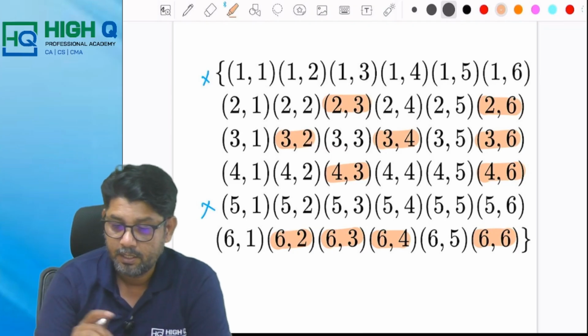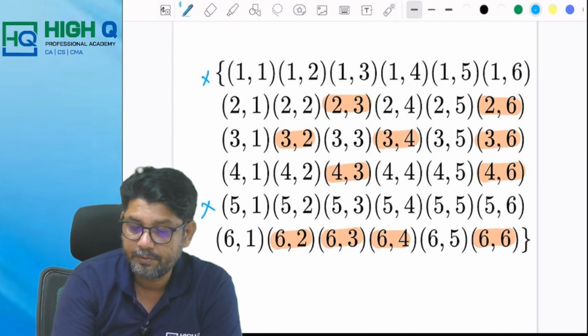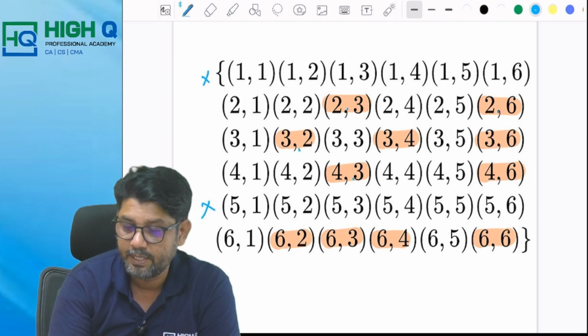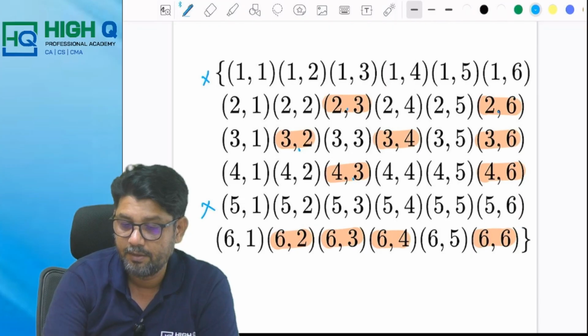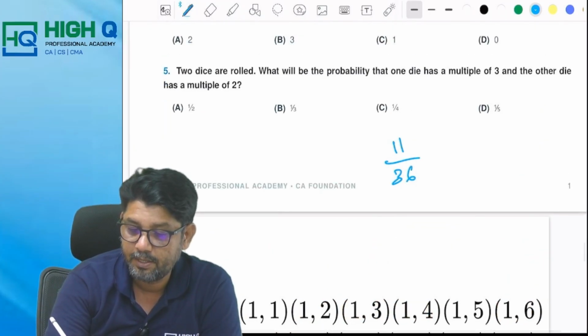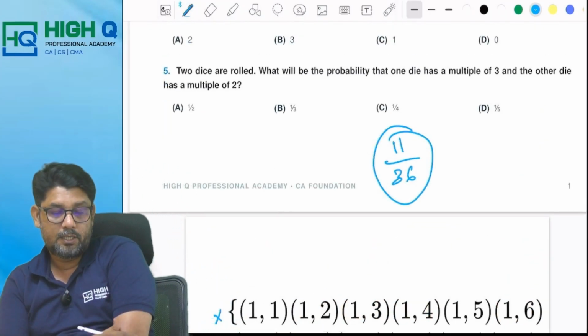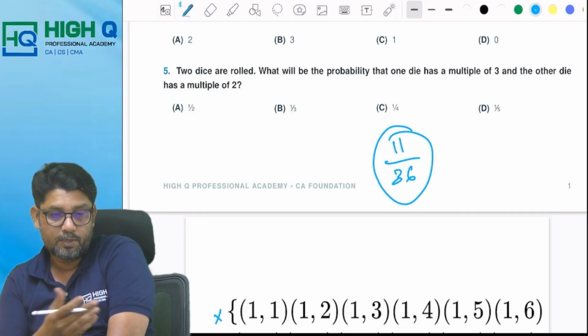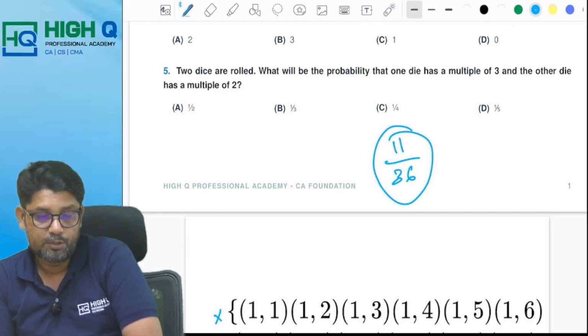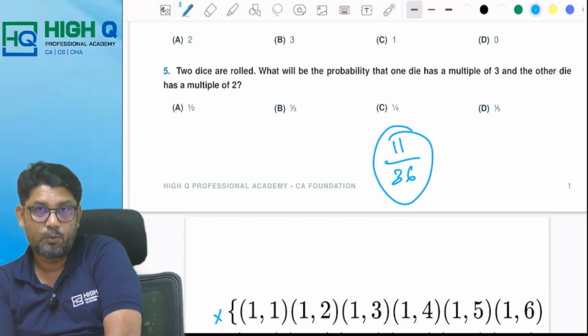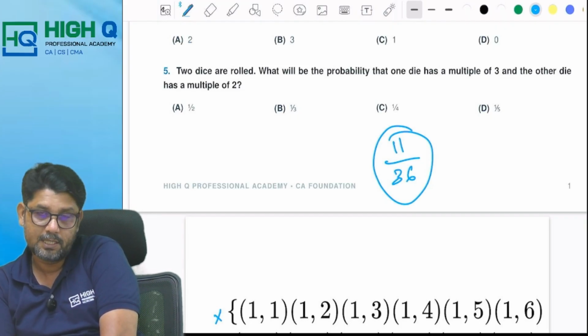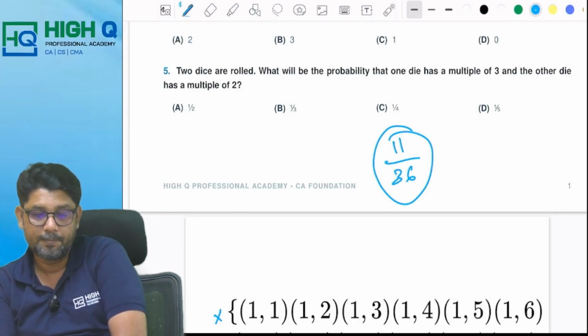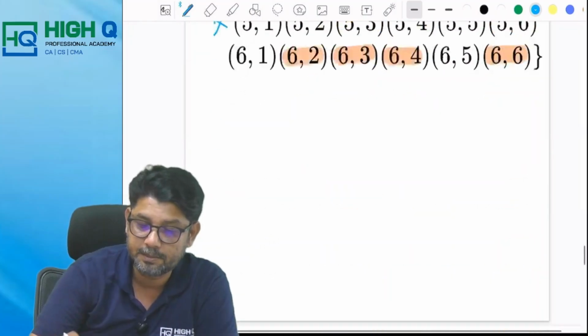So here, in total, how many favorable outcomes did you get? 1 2 3 4 5 6 7 8 9 10 11. So our answer is 11 by 36. Sir, I think the option is not there, sir. Of course, many of them might have given it as 1 by 3 or 12 by 36, but of course, my dear, the answer is 11 by 36. This is the right answer. So you can go ahead with 11 by 36.